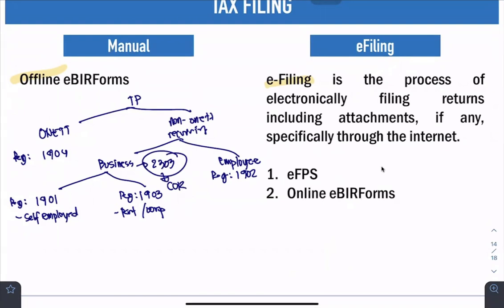So next, we need to determine our onetime types of returns. So first, you have your CGT that is under 1706 or 1707. And then we have here your DST 2000-OT, estate tax that is under 1801, donor's tax under 1800.